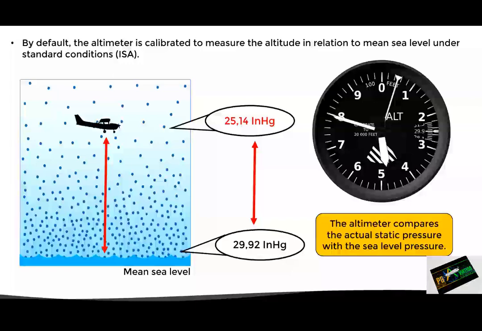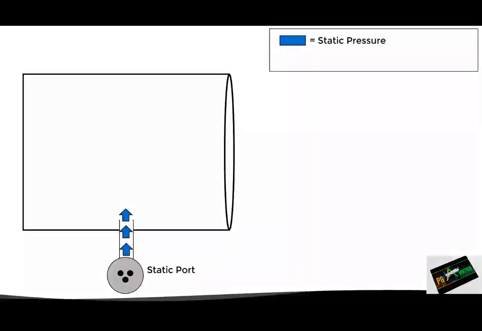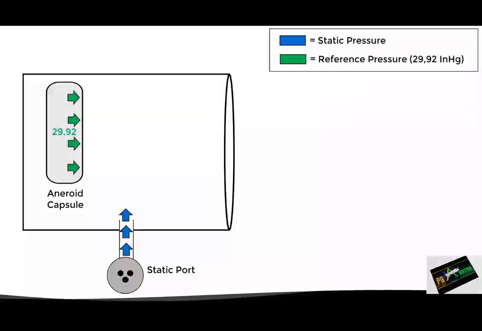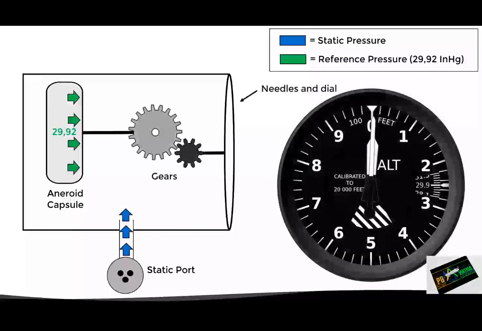Having understood this basic principle, let's see what actually happens inside the instrument case. As we know, the instrument is connected to the static port, which fills the instrument case with static pressure. Now, inside the instrument there's an aneroid capsule, which is sealed with a constant pressure inside of 29.92 inches of mercury, which, as we previously mentioned, is the standard reference pressure. This capsule is connected to gears that move the needles on the instrument dial. In this case, if the aircraft is at sea level, the static pressure inside the case will be roughly equal to the pressure inside the aneroid capsule.